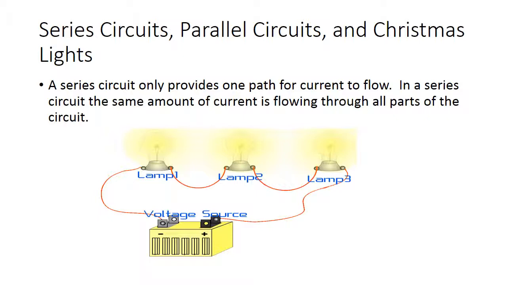We just said that for current to flow, you have to have a complete path. Well, when you have lights wired in series, what that means is if you have one light that goes out, it's going to open the circuit. You're not going to have any current flowing to the other lights either. So that could be a problem. So don't do that. Let's go to the next slide.